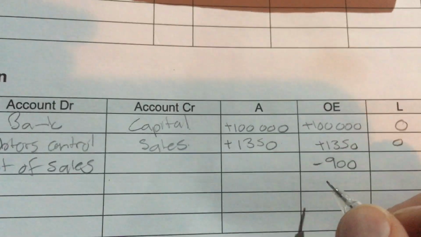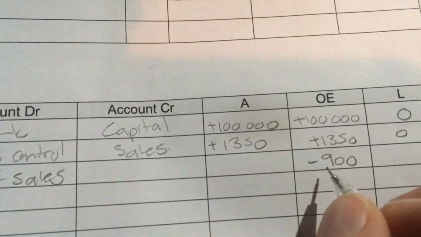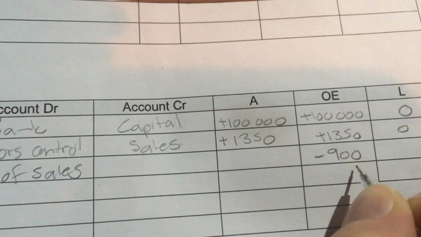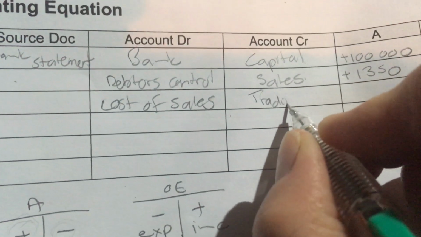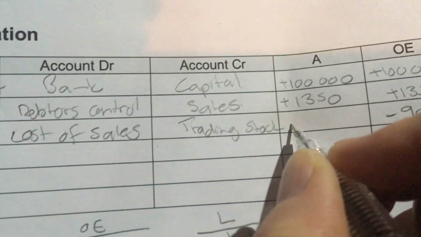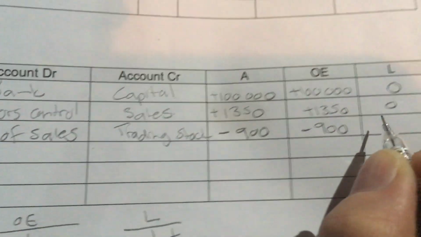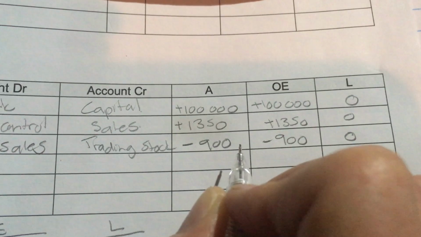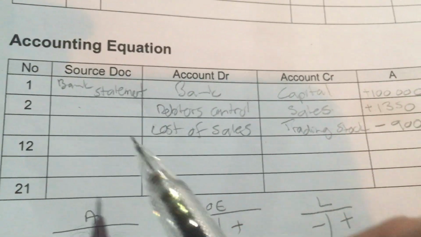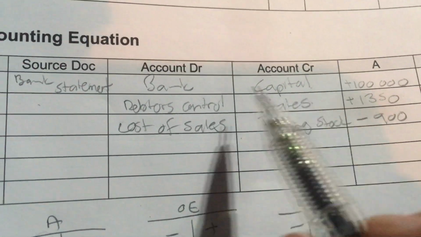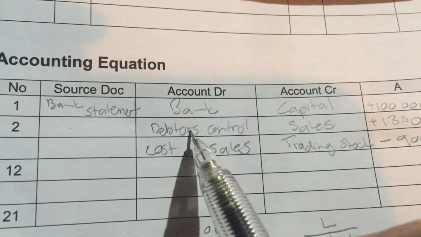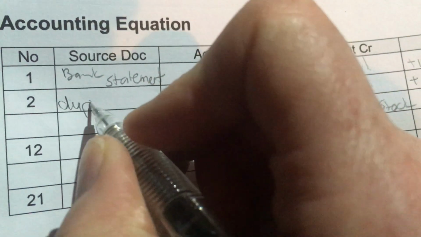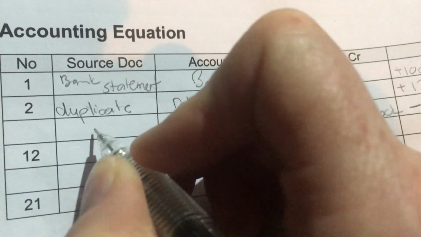What did I sell? I sold trading stock. My trading stock has decreased by this cost of sales value. Trading stock is an asset. I've sold it. It's left my building. So it's minus. So I have to credit trading stock. It is an asset. So I'm going to say minus under my assets. 0 minus 900 equals 900. This was a sale. A credit sale. When you make a credit sale, we write out an invoice. The original invoice will go to the debtor and we will keep the duplicate invoice.